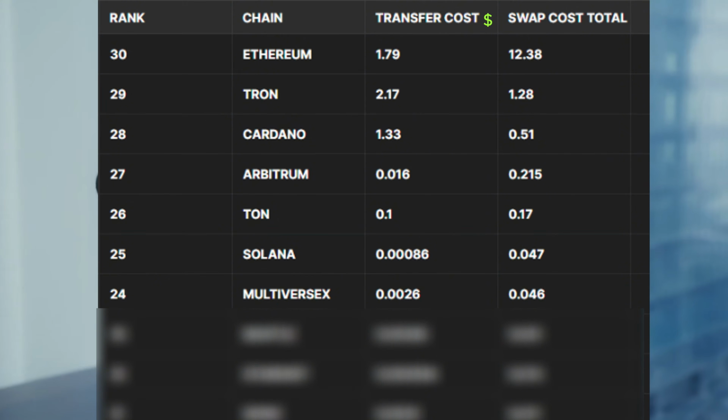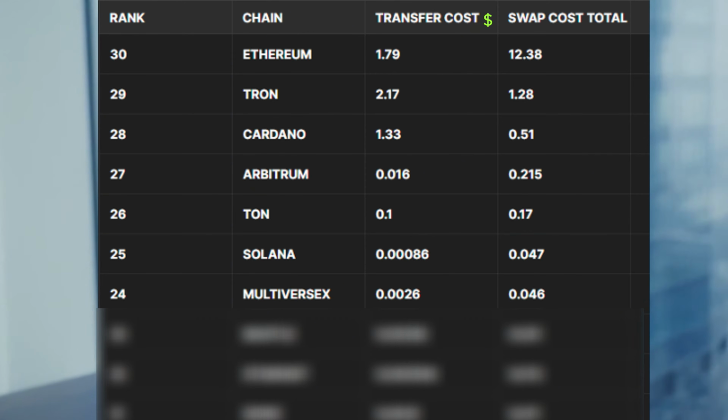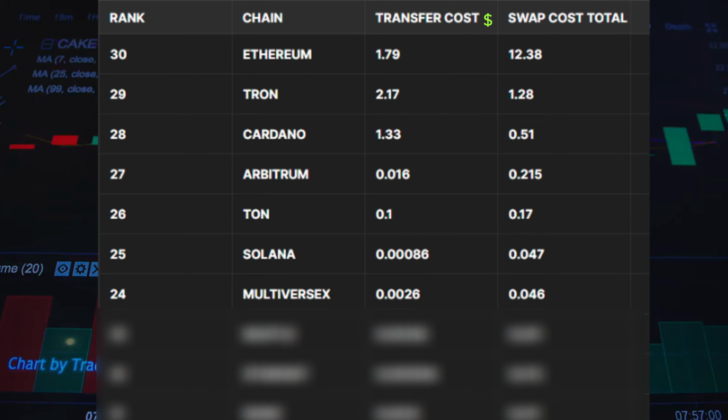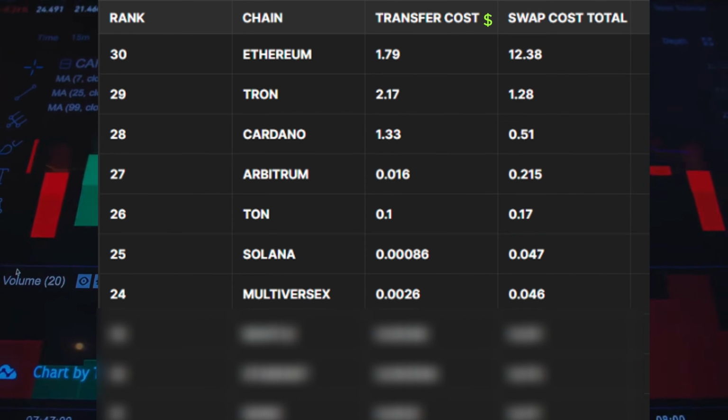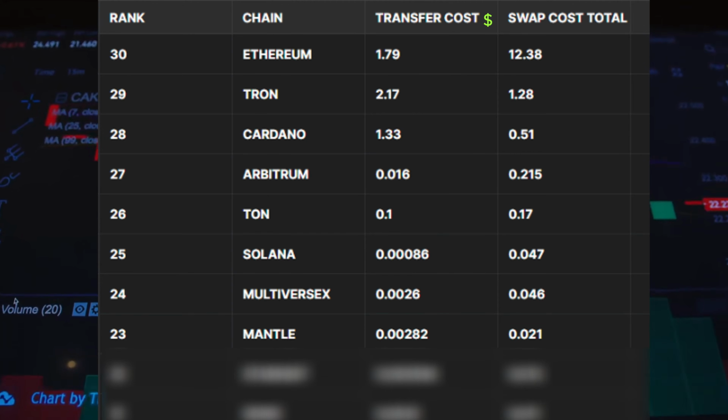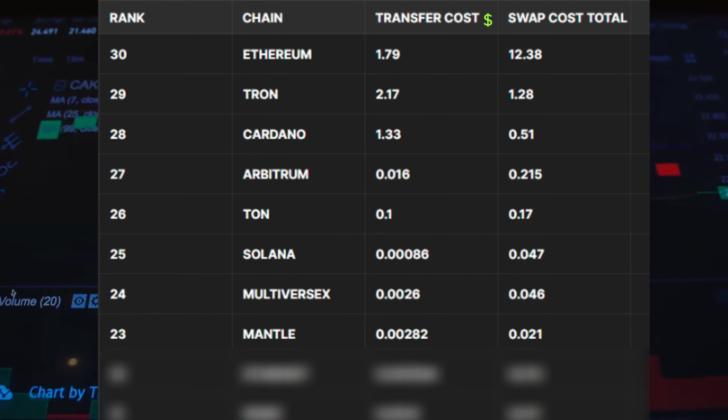At 24, we have Multiverse X, known as Elrond before. Pretty low numbers, once again with a kind of similar thing here, where the transfers are kind of cheap, but when it comes to swap costs, it gets significantly higher in contrast to the transfers. Then we have Mantle, which is one of these other EVM chains, which is also quite cheap to use.